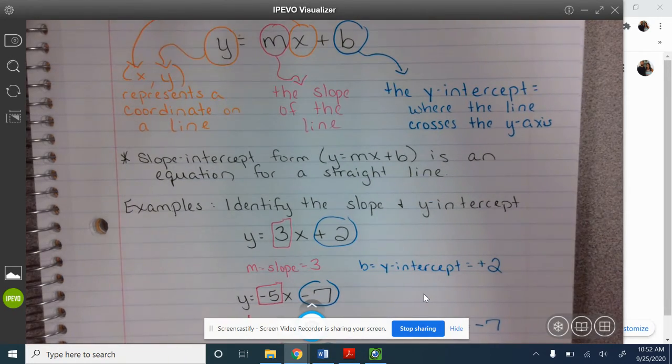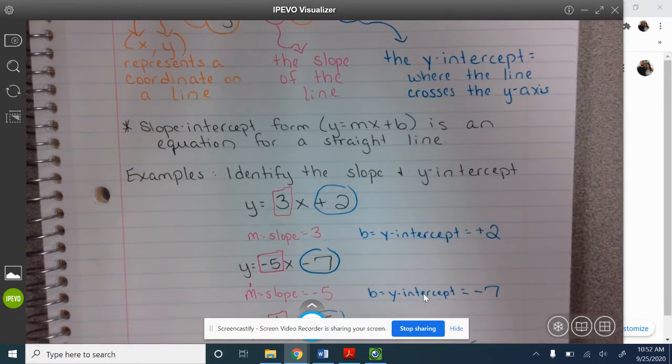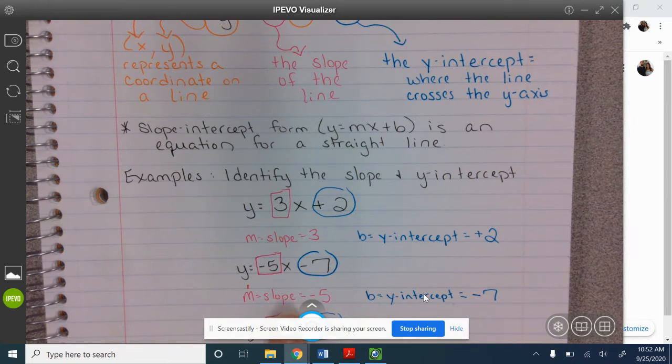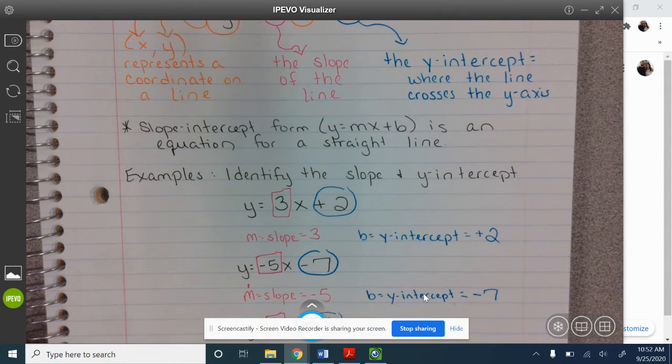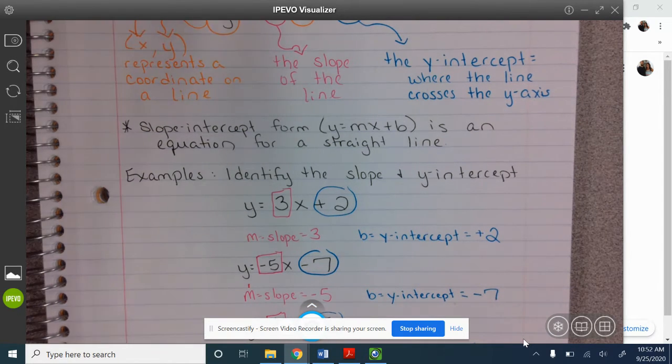Looking at the second example, y equals negative 5x minus 7. My slope is the negative 5. My y-intercept this time is a negative 7 because there's a subtraction sign in front of that 7, so it has to go with it.